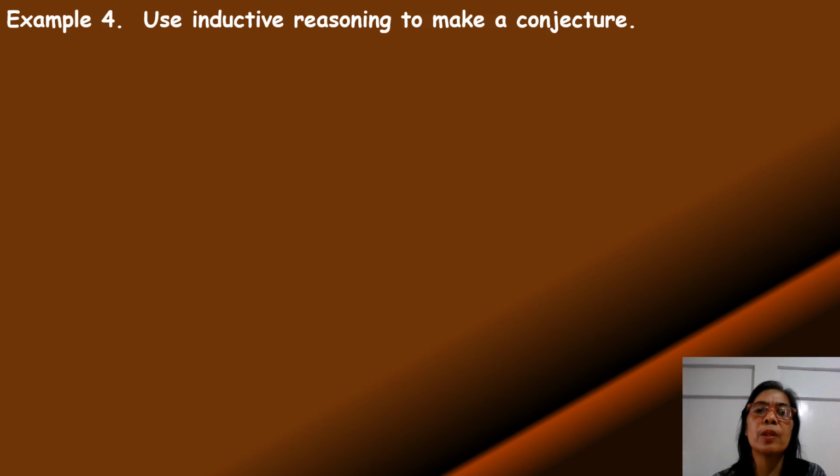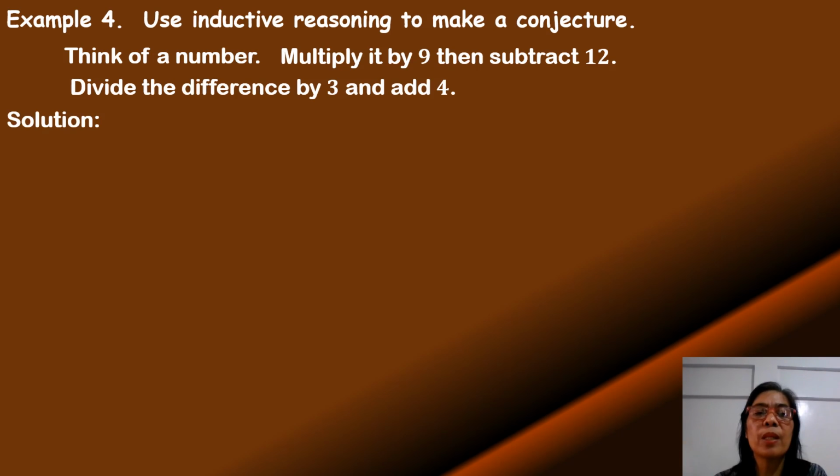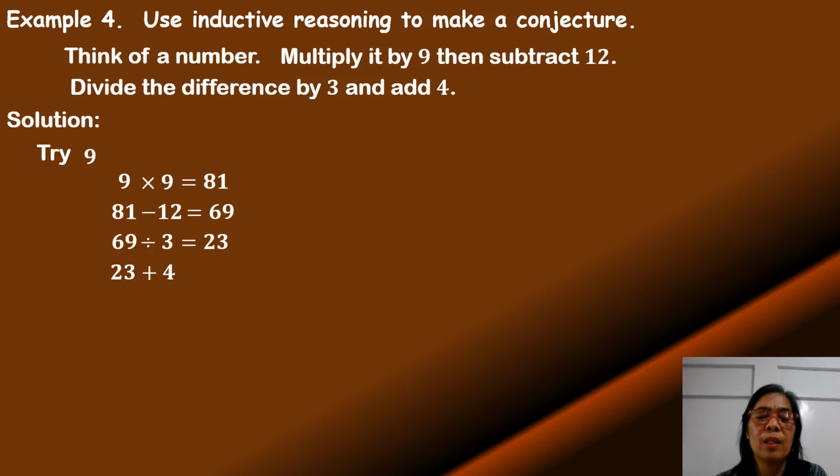So here is another example. Use inductive reasoning to make a conjecture. We have here: think of a number. Multiply it by 9, then subtract 12. Divide the difference by 3 and add 4. Following the process, let us consider any number, say 9. Multiply it by 9, that would give us 81. Then subtract 12, that gives us 69. Divide the difference by 3, so 69 divided by 3 will give us 23, and then adding 4 will give us 27.